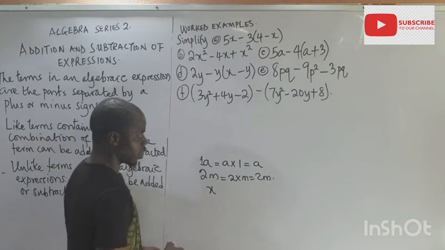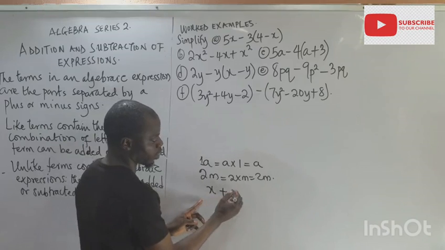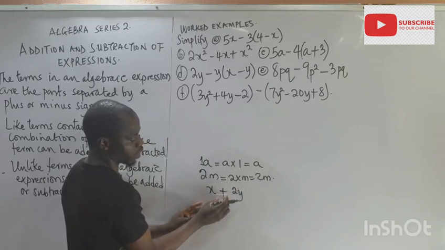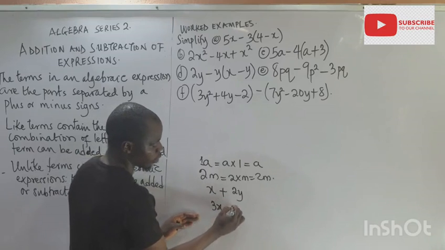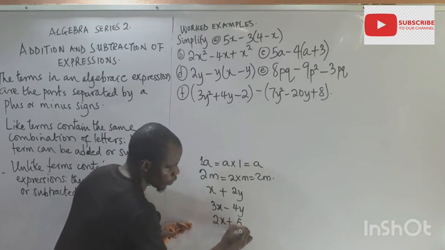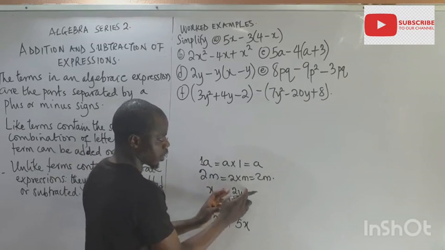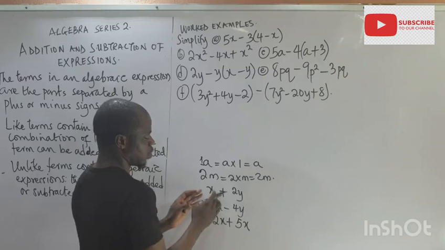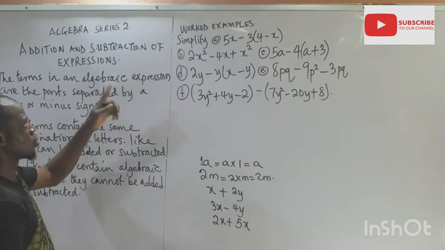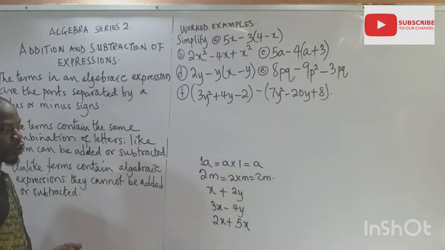Now, just like what we have here, when you have a plus sign between terms, this is a term, and another term, let's say you have 2y, this is another term, they are being separated by a plus sign. We can have 3x minus 4y. We can have 2x plus 5x. Now, these signs have separated the two terms. This is a term, this is another term. They are being separated by a plus sign and a minus sign, and that is what we want to consider when you are talking about addition and subtraction of expressions. So they are being separated by the plus or minus sign.